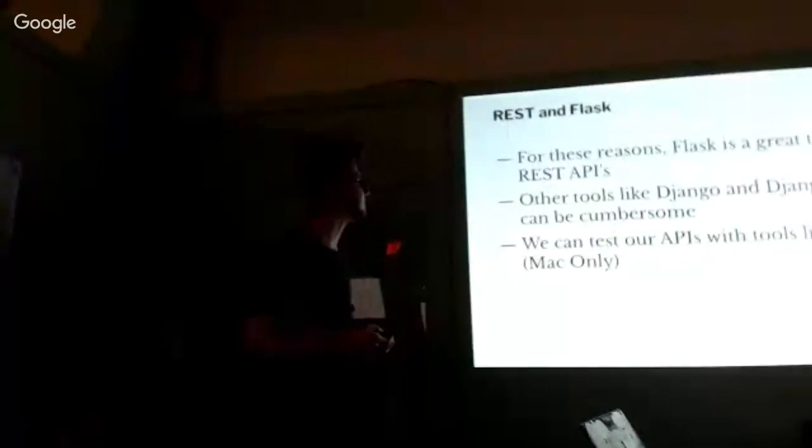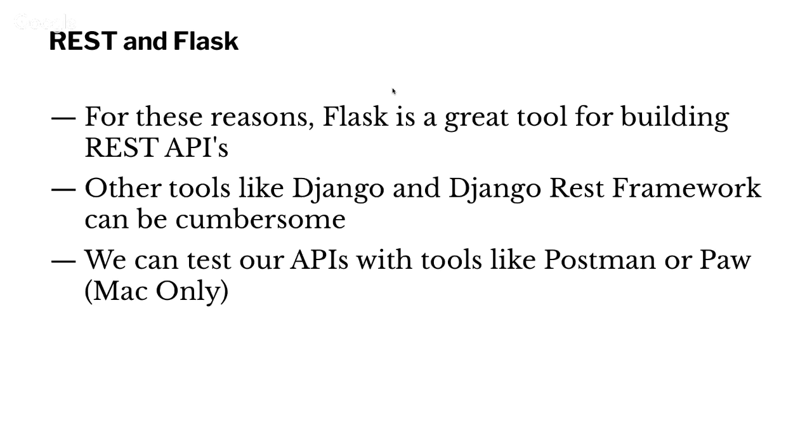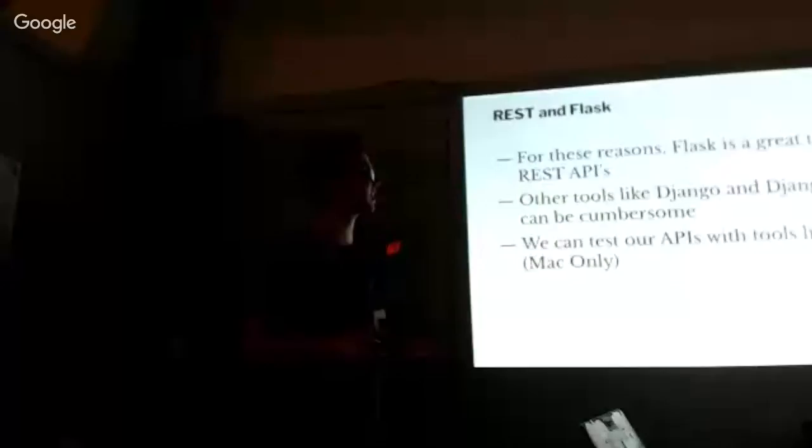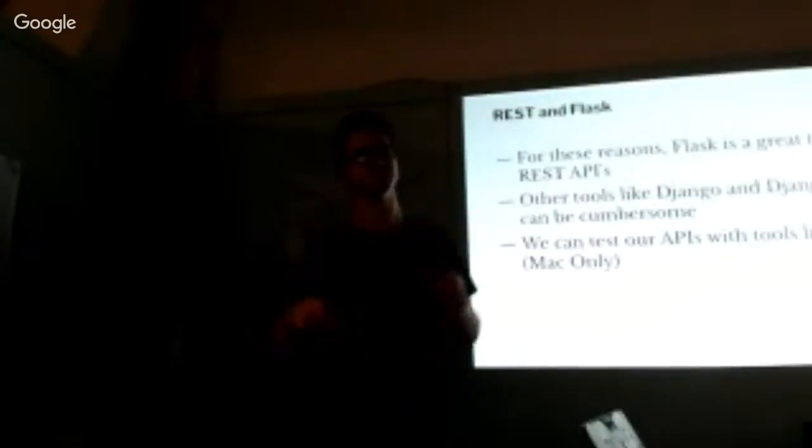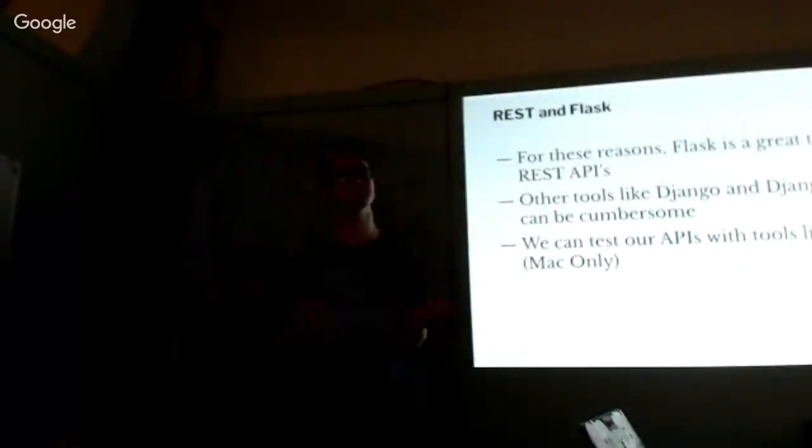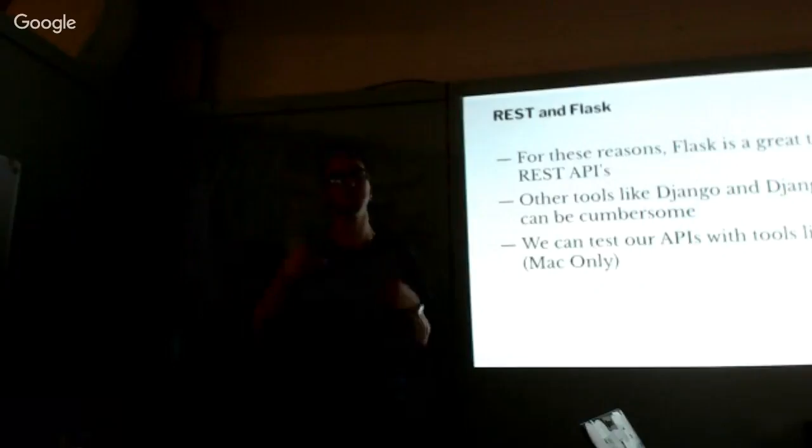And there's other tools like Django and Django REST framework, but this can be cumbersome again. I mean, it's really all about what you want to choose, and I think Flask is a great choice if you're just starting. And we can test our APIs with tools like Postman or Paw, and Paw is a really cool Mac application for APIs. Postman lives in the Chrome browser and Firefox and other things. So those are tools where we can just have a little GUI and put the URL to our API, which could even be on localhost, and we can test all different parts of it.